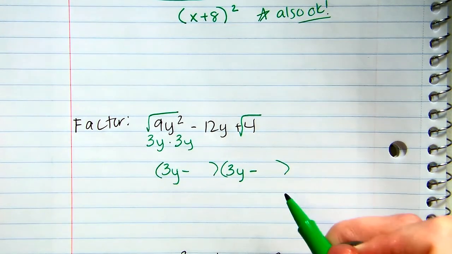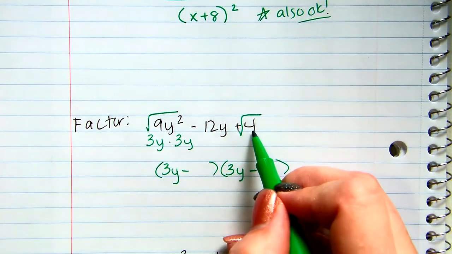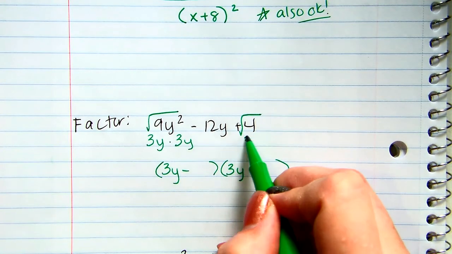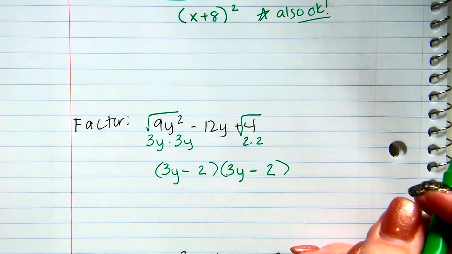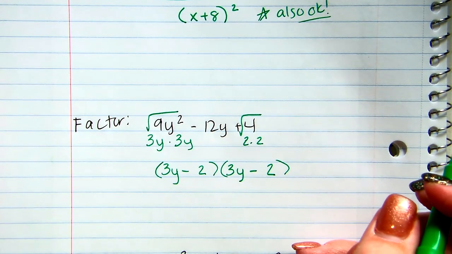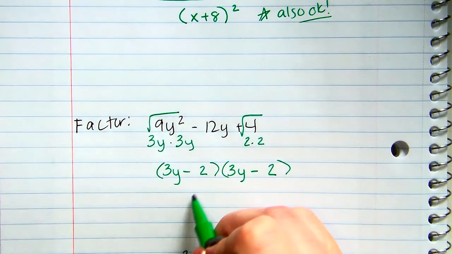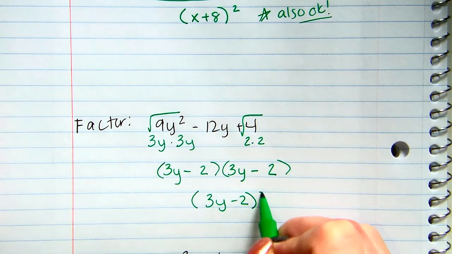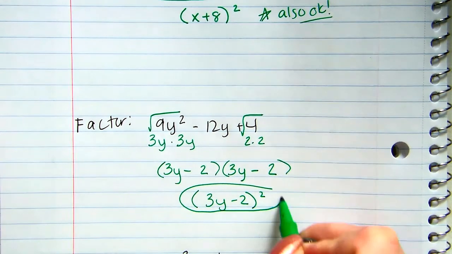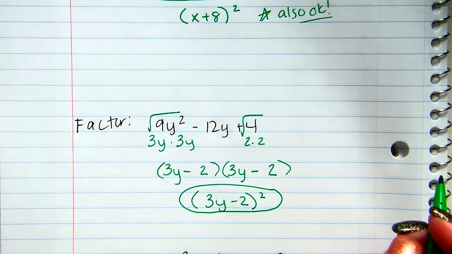Lastly, the square root of 4, that's 2. So I'm going to have those 2 sets of parentheses again. So we have 3y minus 2 and 3y minus 2, leaving us with the final answer of 3y minus 2 squared. Now, in this particular problem, I am going to check it just to make sure that everything looks good.